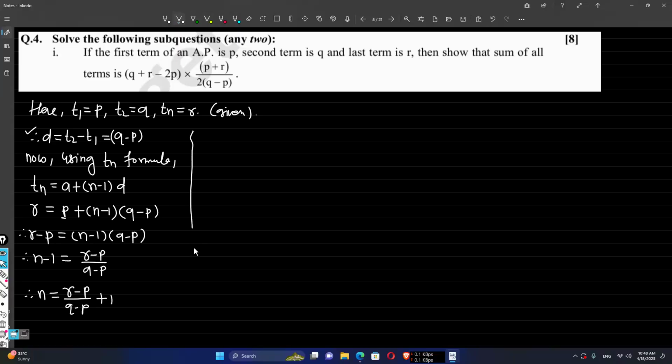Now let's simplify this for the value of n. Therefore, n is equal to 1 times (R minus P) is R minus P, plus 1 times (Q minus P) will become plus Q minus P, whole divided by Q minus P. Therefore, n is equal to (Q plus R minus 2P) whole divided by (Q minus P). All right, so this is the value of n.